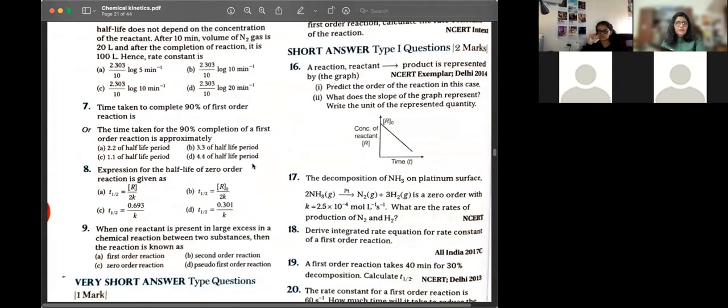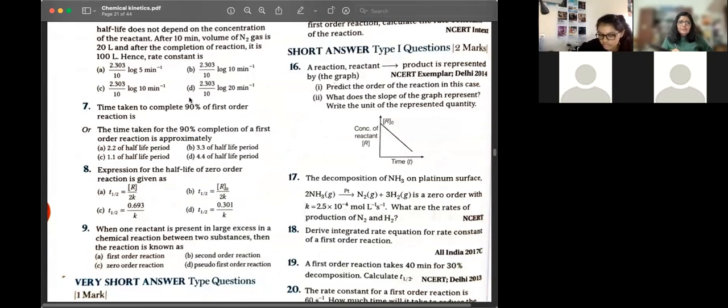Okay. Another type of question you get is question number 7. Time taken to complete 90% of the first order reaction. This is fairly straightforward. When R equal to 0.1 R naught, the final concentration. Wait, I'm sorry, ma'am. Can you repeat that?